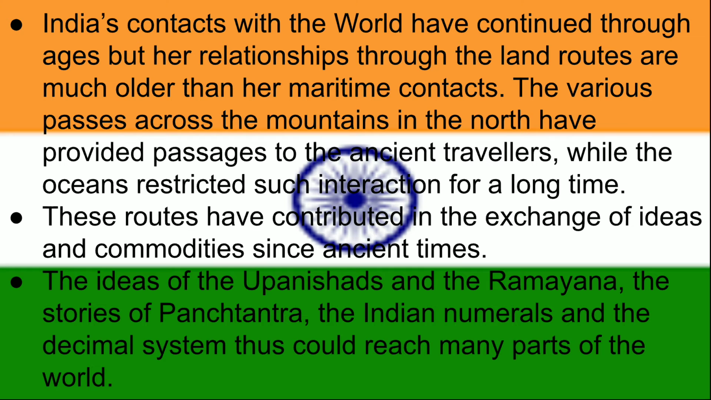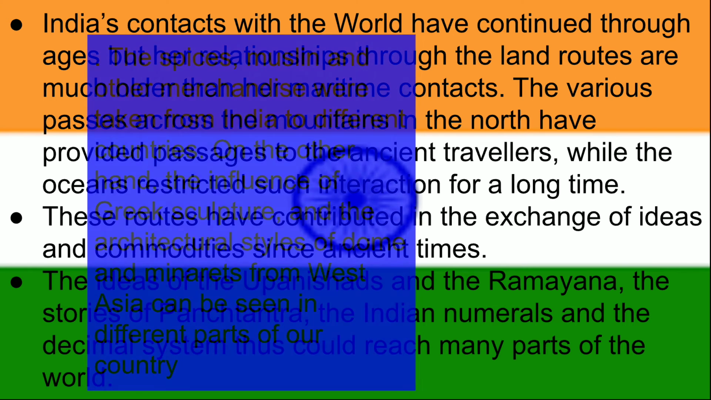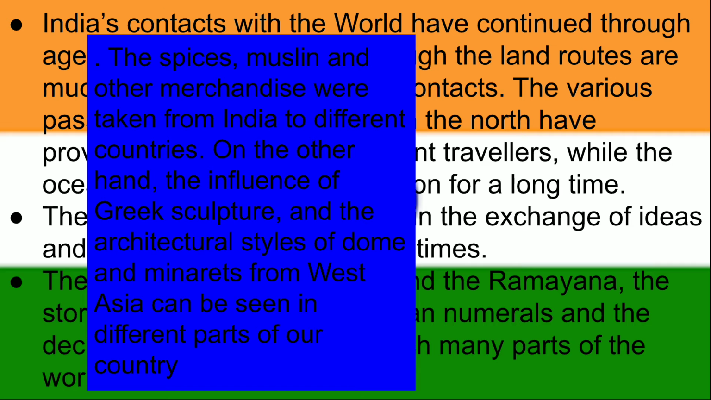The ideas of the Upanishads and the Ramayana, the stories of Panchatantra and the Indian numerals and the decimal system thus could reach many parts of the world. The spices, muslin, and other merchandise were taken from India to different countries. On the other hand, the influence of Greek sculpture and the architectural styles of domes and minarets from West Asia can be seen in different parts of our country.